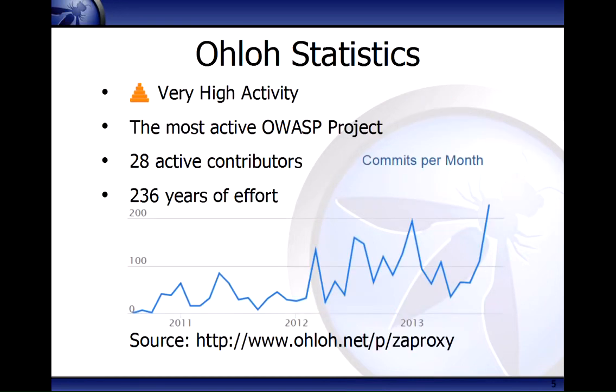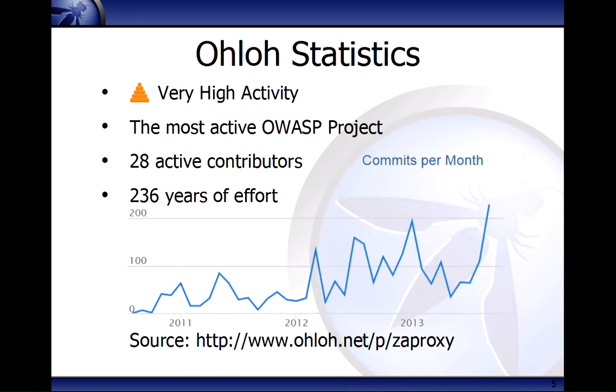There's a site called Ohloh, which I'm a big fan of because it gives me great stats. It tracks hundreds of thousands of open source projects and rates them based on activity, and ZAP is in the highest category, so it's very high activity, right up there with the Linux kernel and Firefox and things like that. And we actually have an OWASP project on Ohloh with all the different open source tools on there, and ZAP is the most active OWASP project by some margin.